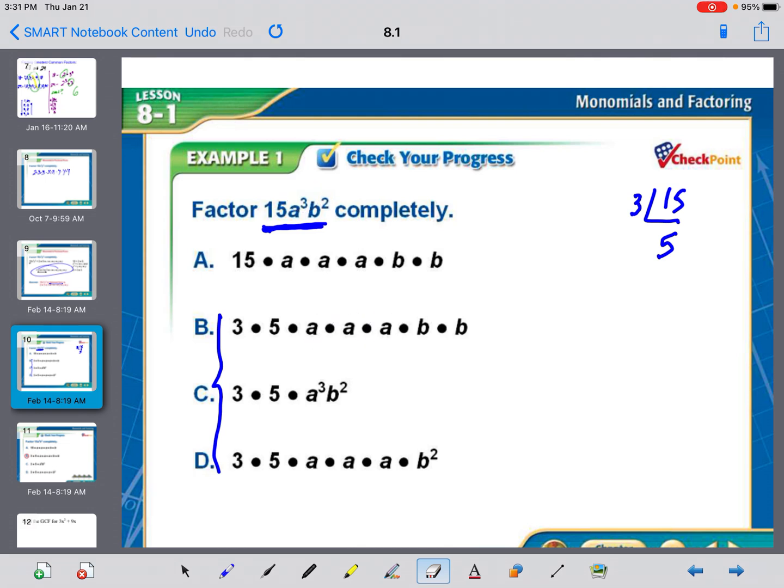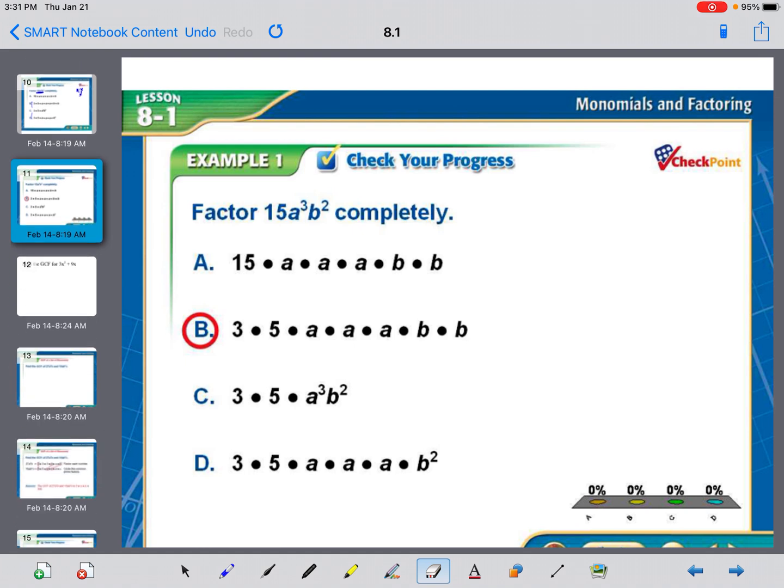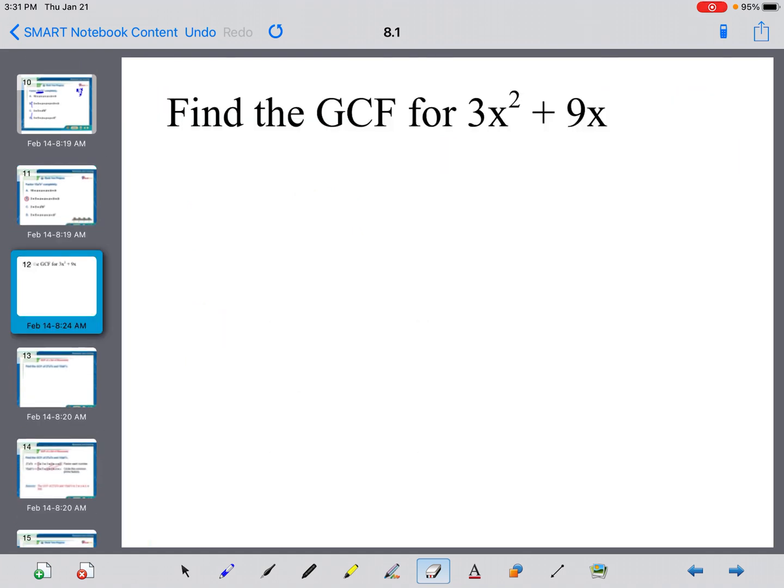Next, we got the a cubed, and so there should be 1, 2, 3 a's. There are. Here they didn't break that up, so that's out. Here we have 1, 2, 3 a's. That's good. So b and d still have a chance. And then the b squared, b times b, they broke that up. That's good. Here they didn't break it up. Answer is b. And I say break up, that's what we're doing here, really. We're pulling these things apart. That's what we're going to be doing.